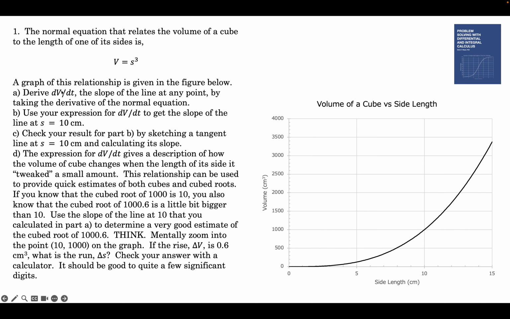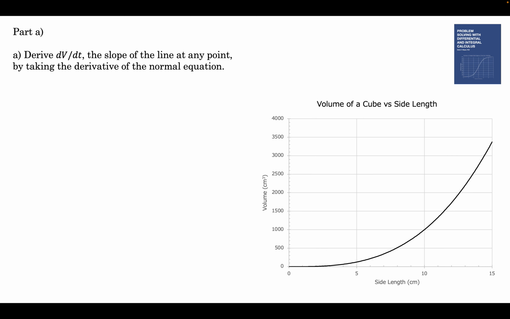Part A asks us to derive dV/dt, which is the slope of the line at any point, using the normal equation. So just take the derivative. Part B, use this expression to get the slope at 10 centimeters. We're just going to plug it in. That's simple. Part C, we're going to draw a tangent line at 10 centimeters and compare it with the result we got from part A. And part D asks us to get the cube root of 1,000.6 using differential calculus.